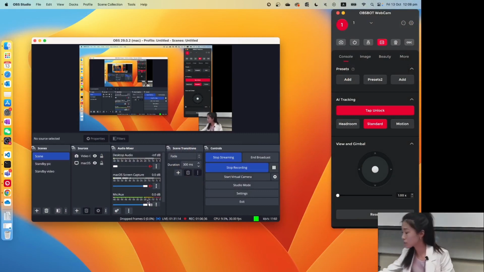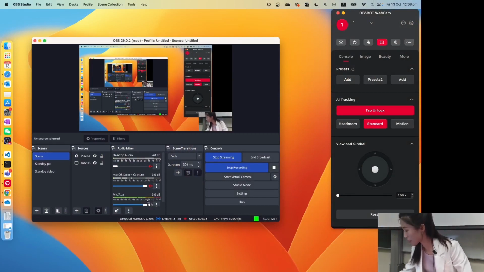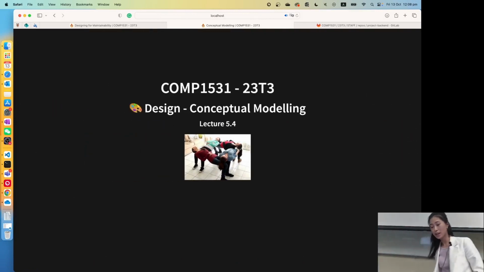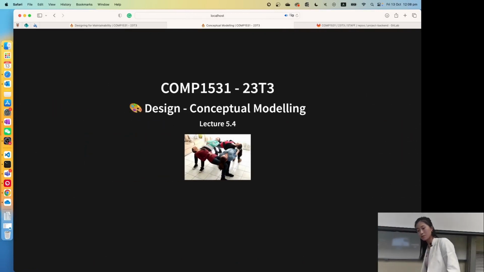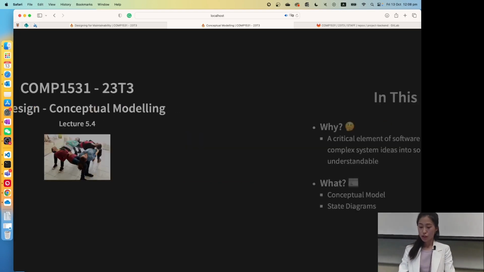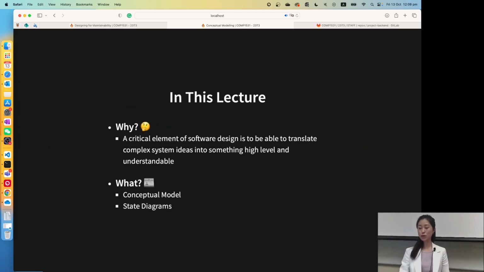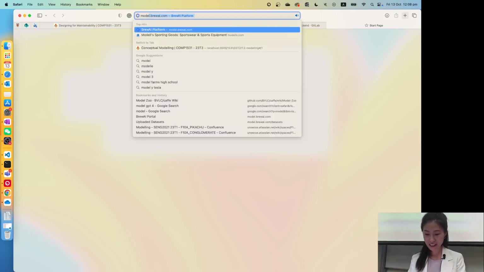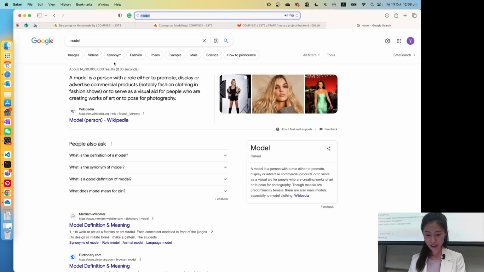Now let's move on to our next lecture today, which is conceptual modeling. So, what is modeling? What is your understanding of a model? What about Google? Let's have a look at what a model is. Let's have a look at images.